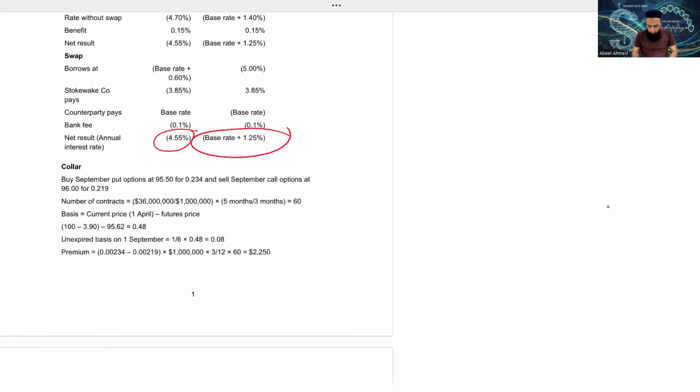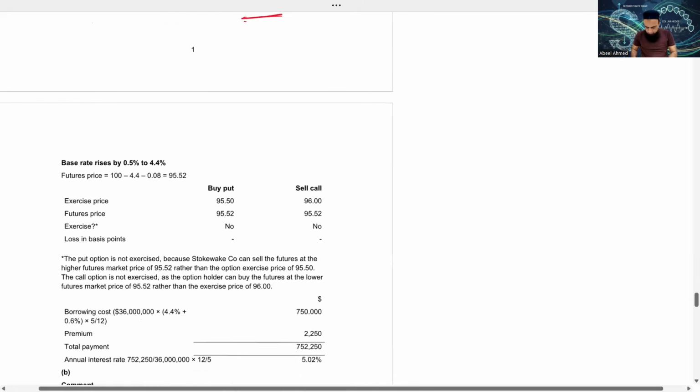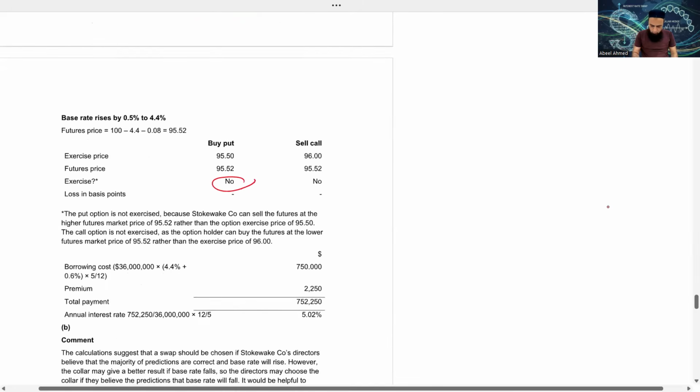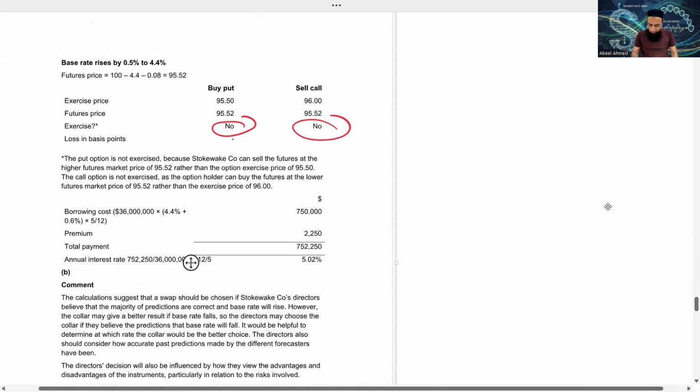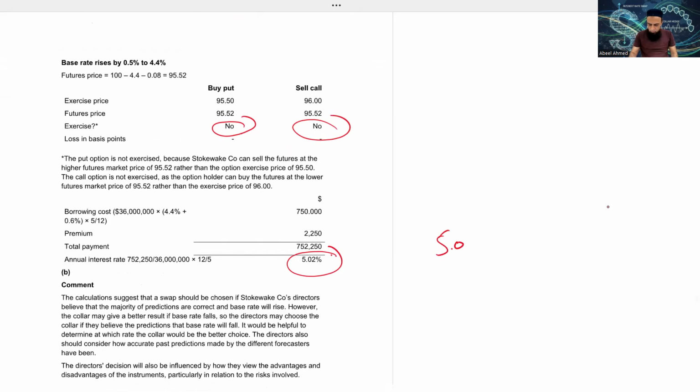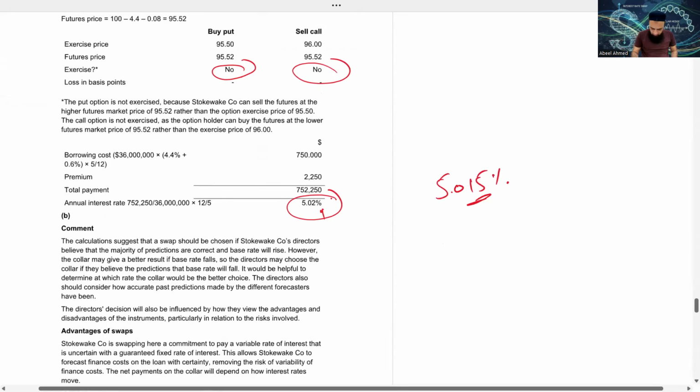Then the collar net premium we calculated. Presentation could be different, but obviously both options are not being exercised. We calculated the annual interest rate of 5.015%. Actually, with the rounding off, they have made it 5.02%. Okay, comments are here.